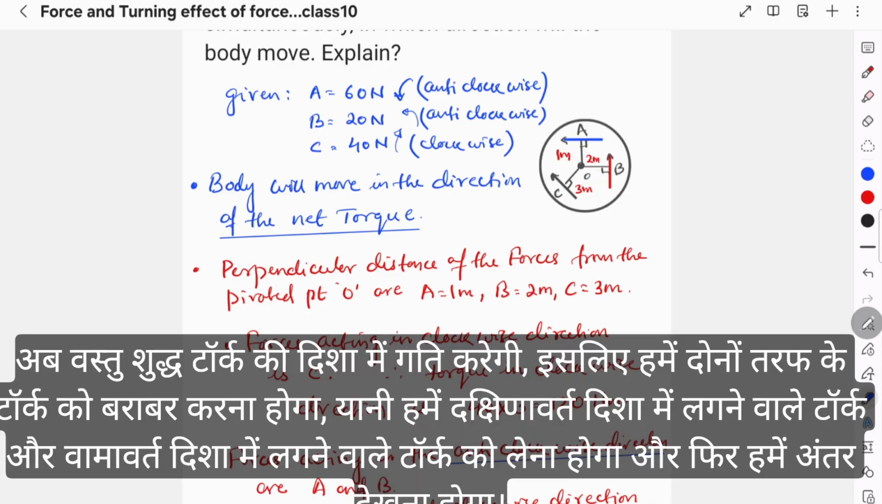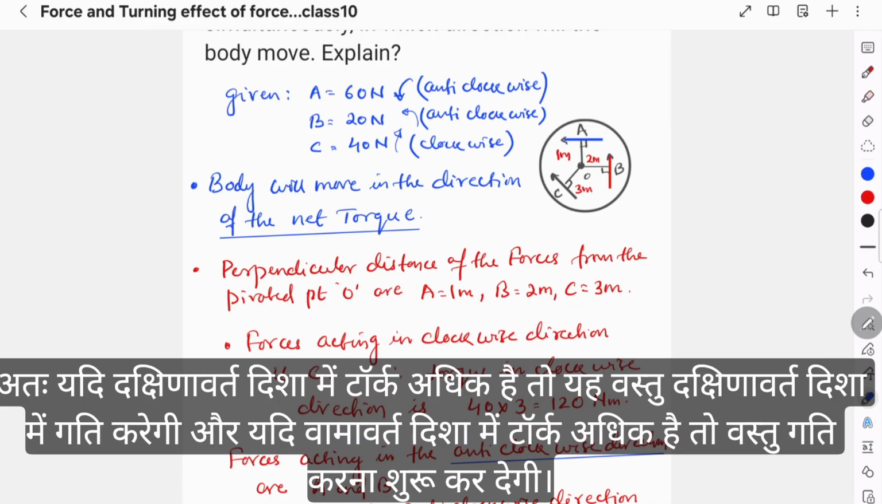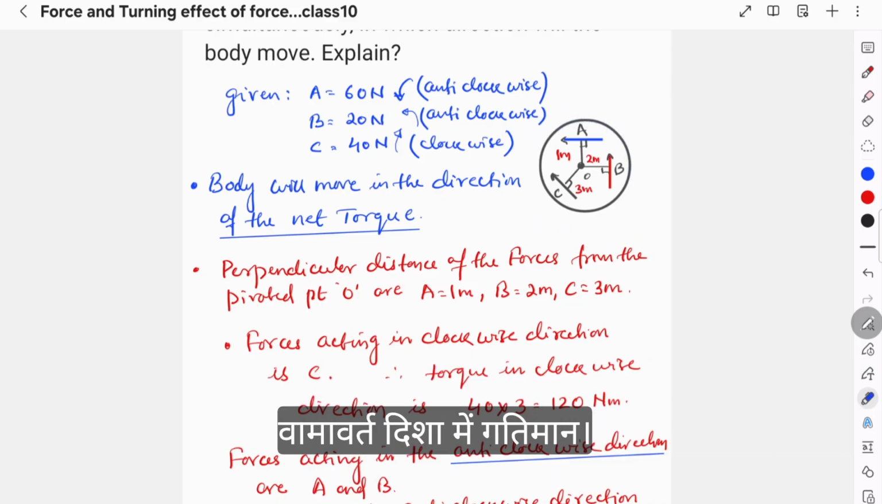Okay, now the body will move in the direction of the net torque. So we'll have to equate the torque on both the sides or on both the direction. That is, we have to take the torque acting in the clockwise direction, and we have to take the torque acting in the anti-clockwise direction, and then we'll have to see the difference. So if the torque is greater on the clockwise direction, this body will move in the clockwise direction, and if the torque is greater in the anti-clockwise direction, the body will start moving in the anti-clockwise direction.